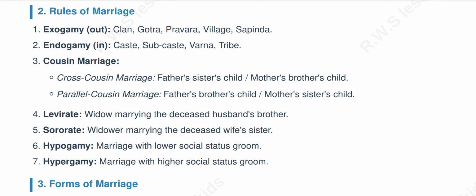Next is hypogamy. What is hypogamy? Marriage with a lower social status group. And hypergamy is the opposite, marriage with a higher social status group. For example, if you're from a lower caste, a lower level, and you're marrying a man who is from a bit higher status, a higher caste in a society, then your marriage will be considered hypergamy. And if it's the opposite one, then that will be hypogamy.